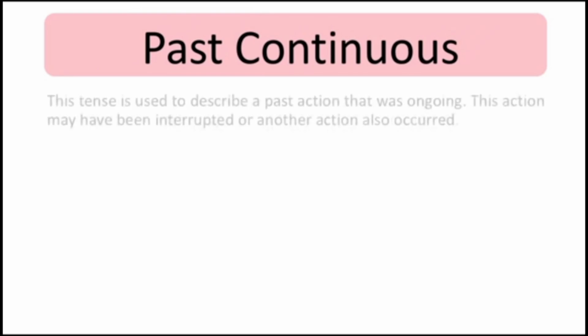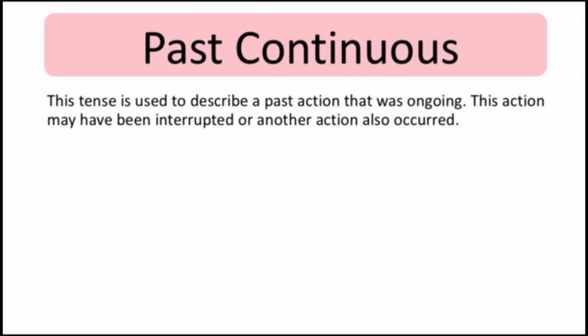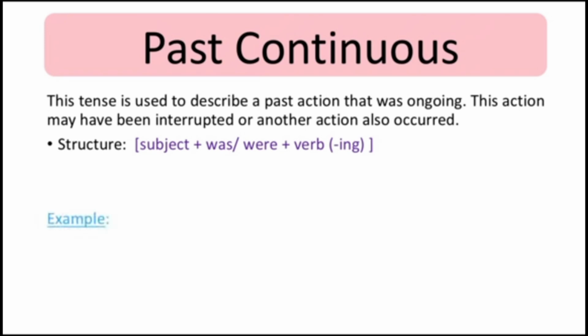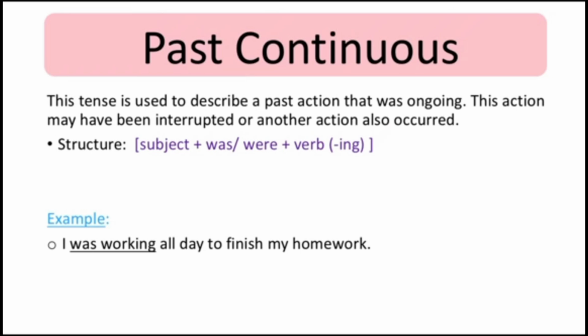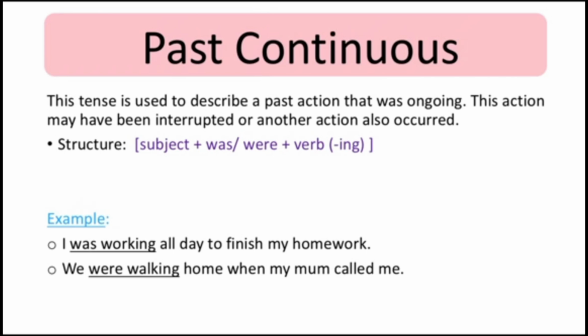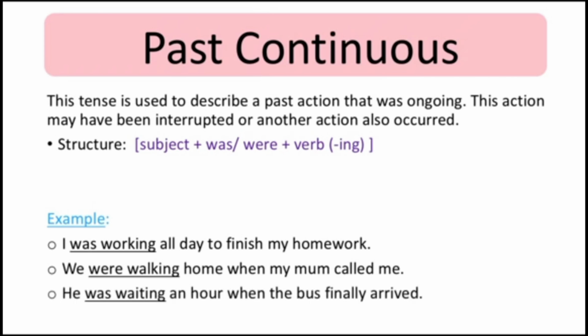Past continuous. This tense is used to describe an action that was ongoing. This action may have been interrupted or another action also occurred. The structure is the subject plus was or were plus a verb ending in ing. For example, I was working all day to finish my homework. We were walking home when my mum called me. He was waiting an hour when the bus finally arrived.